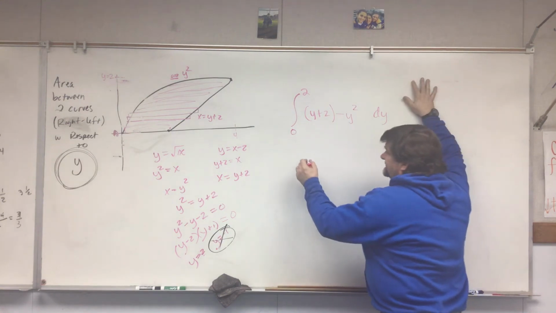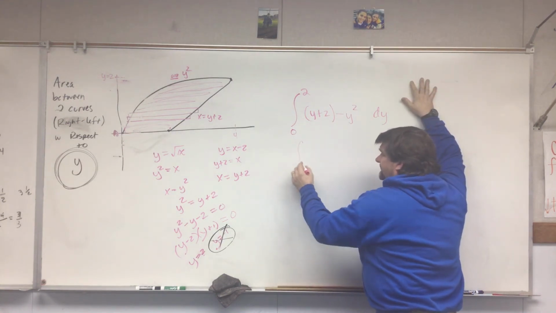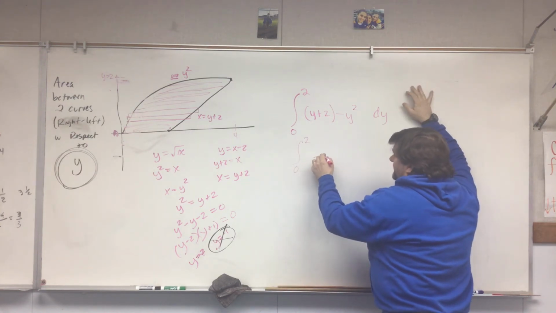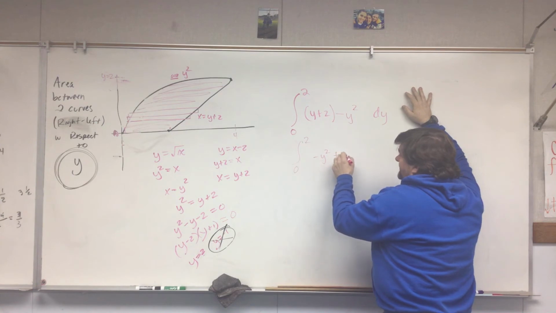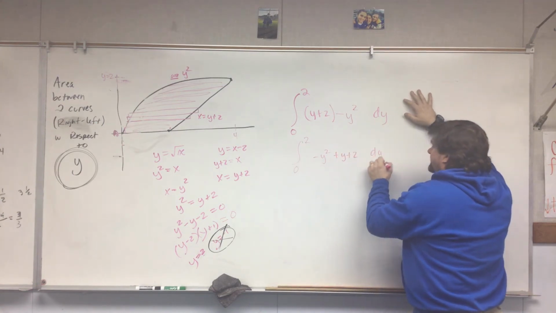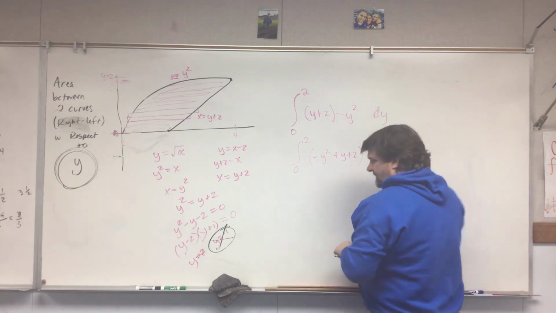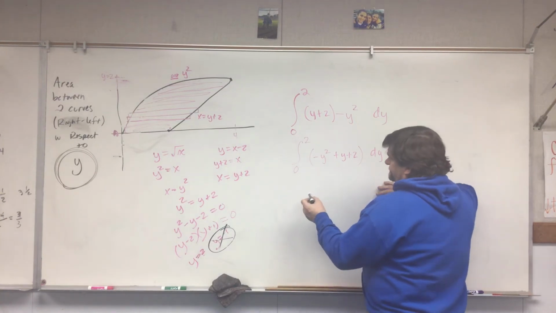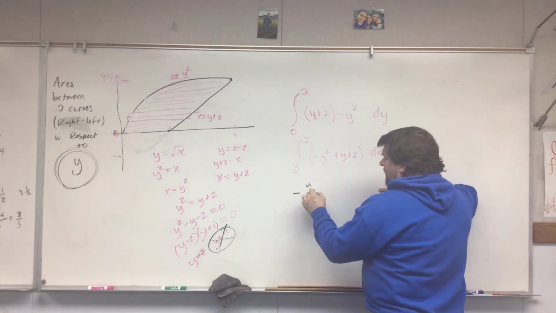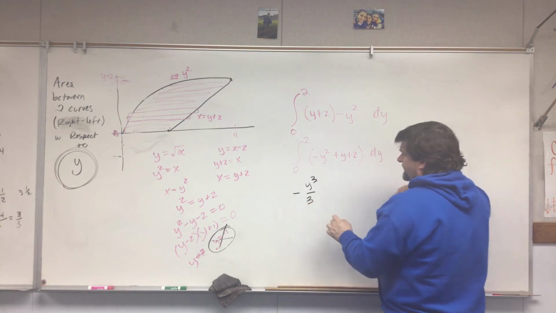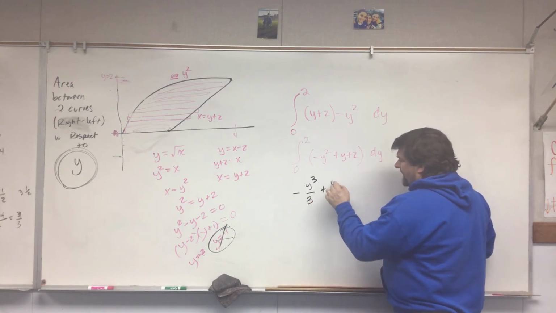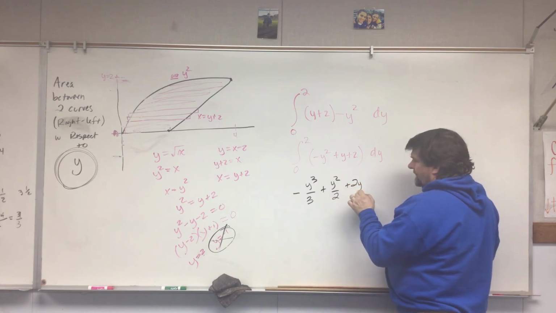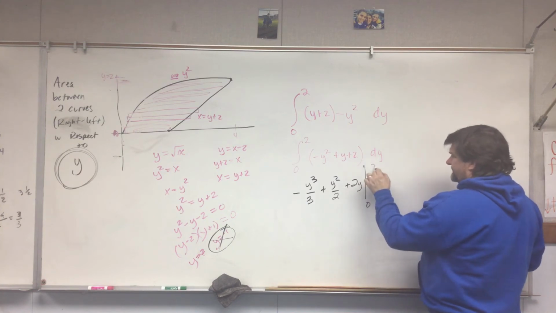So now when we take this piece, we're going to take the integral, let's clean this up, 0 to 2, make sure I don't screw this up again, and we're going to do negative y squared plus y plus 2 dy. So then when we integrate that, we're going to get negative y cubed over 3 plus y squared over 2 plus 2y, evaluated from 0 to 2.